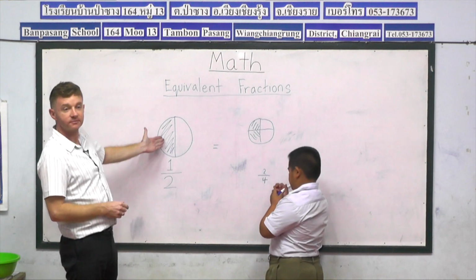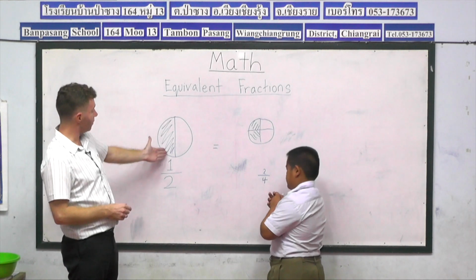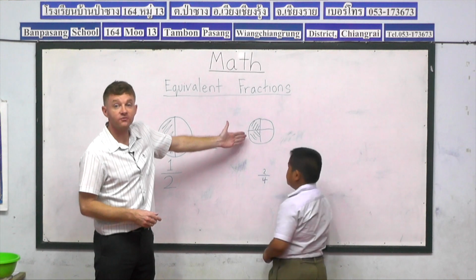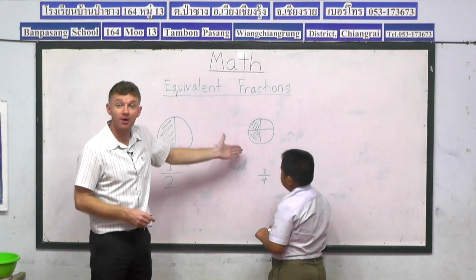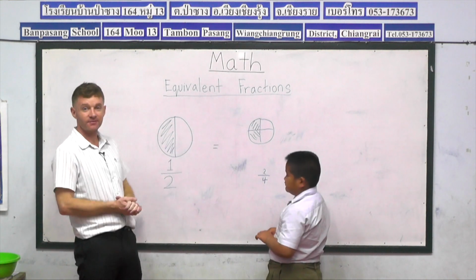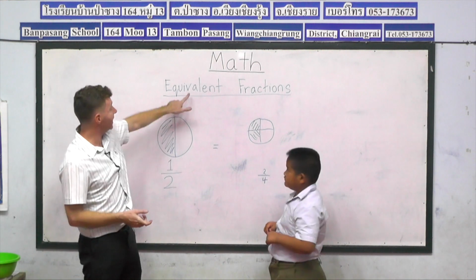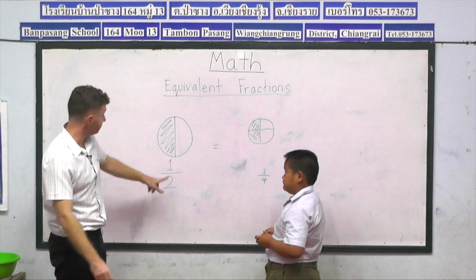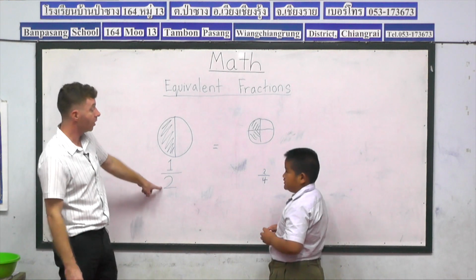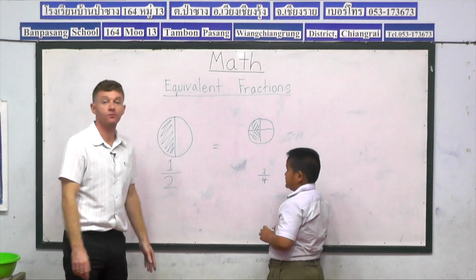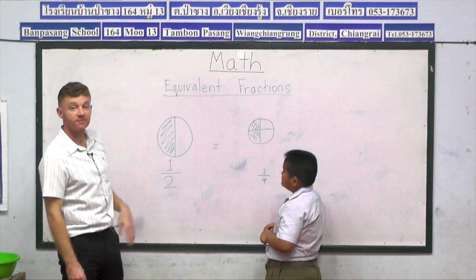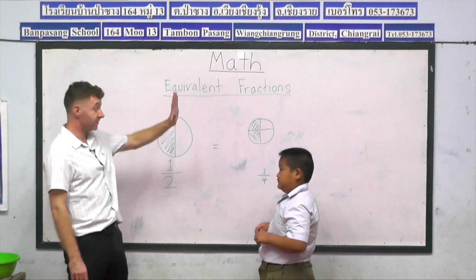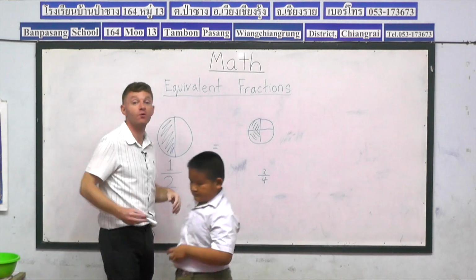So look guys, 1/2 of the circle is in blue. 2/4 of the circle is in blue. It's the same amount. And this is what we mean by equivalent fractions. So Net, one final time, 1/2, 2/4, equivalent fractions. That was brilliant, Net. High five and a big round of applause for Net, please, guys.